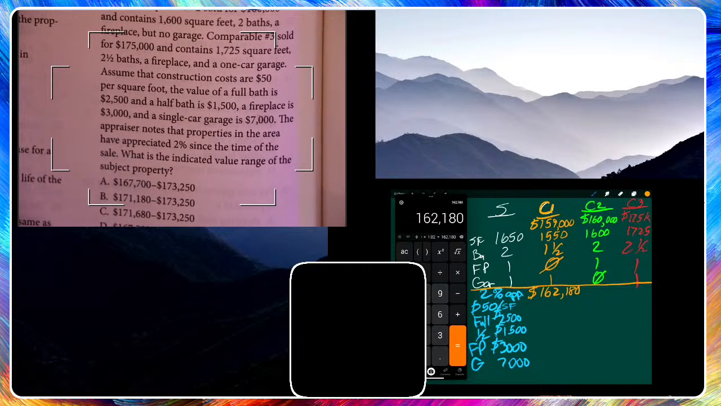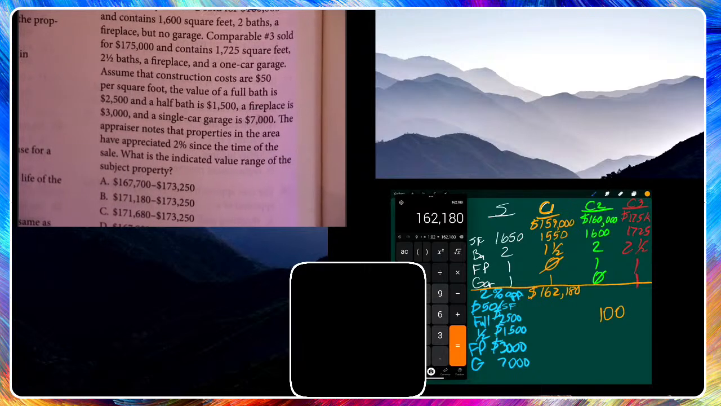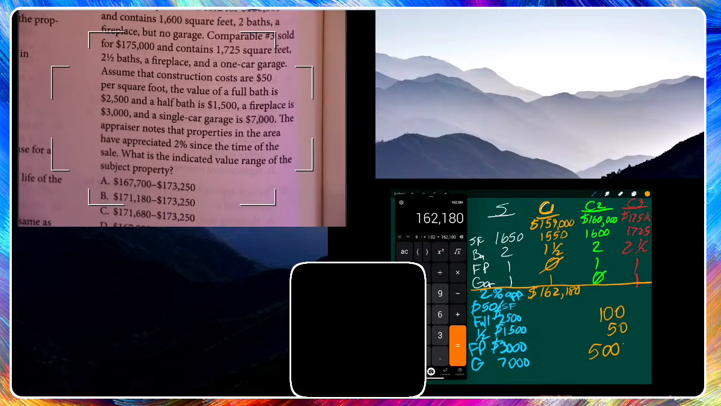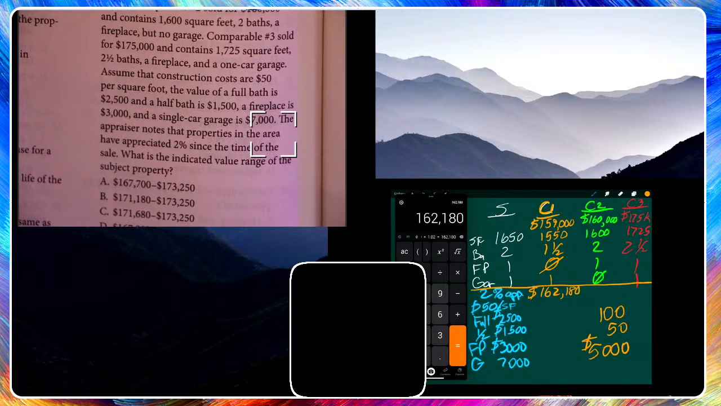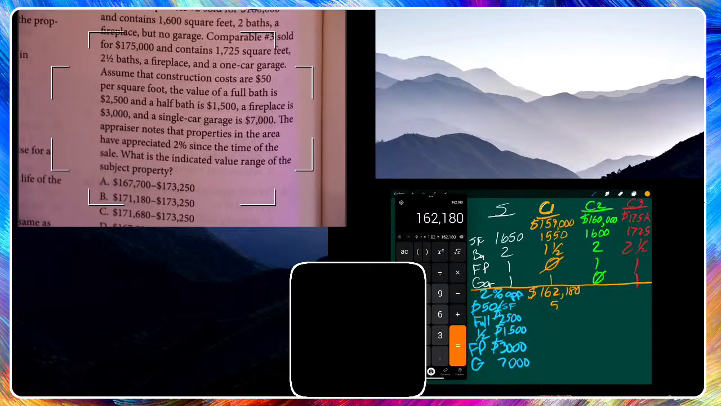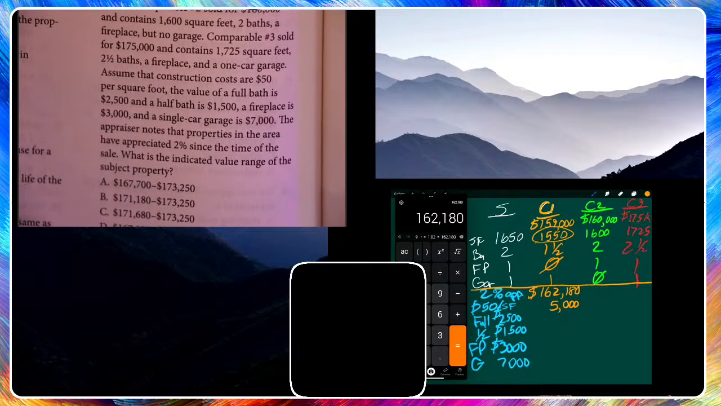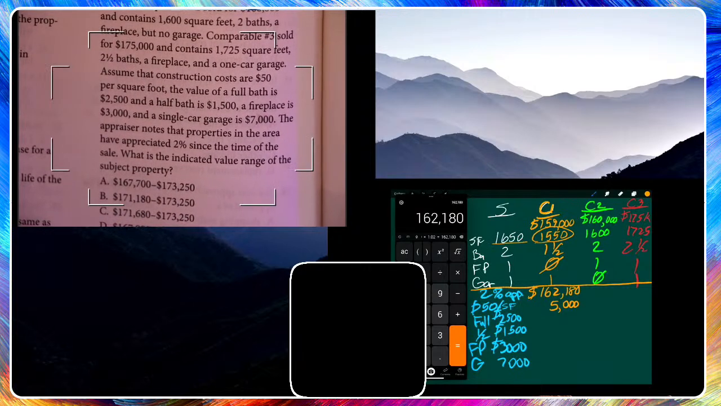Now, what other adjustments? What's the difference in square feet? 100 extra square feet. How much is a square foot worth? $50. So 100 square feet at $50 a square foot is going to be an adjustment of $5,000. Right? We'll write that right here. The next question is, what do we do with it? Are we adding it or subtracting it? The comparable has less square feet than the subject, so we need to add it.